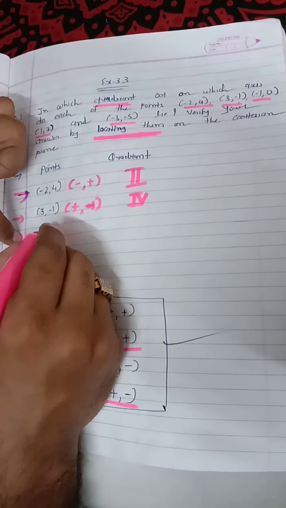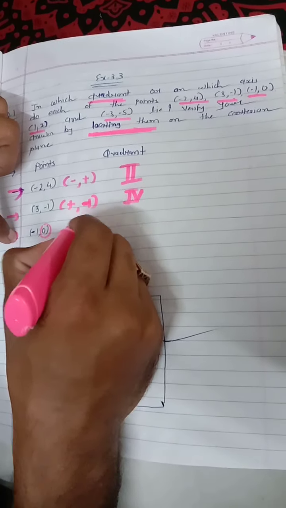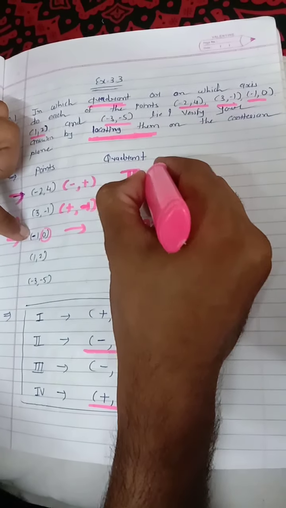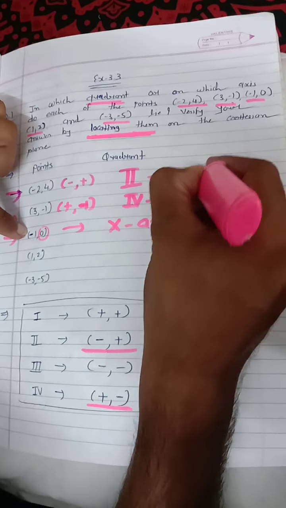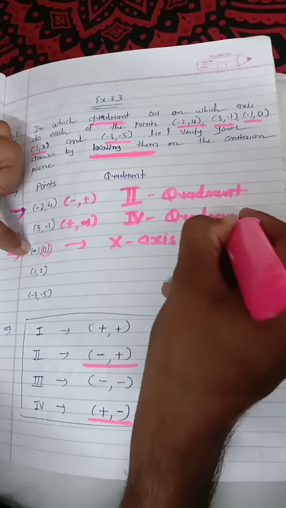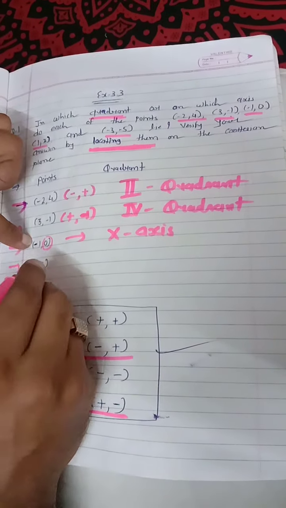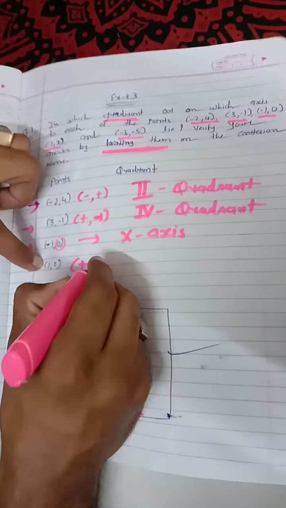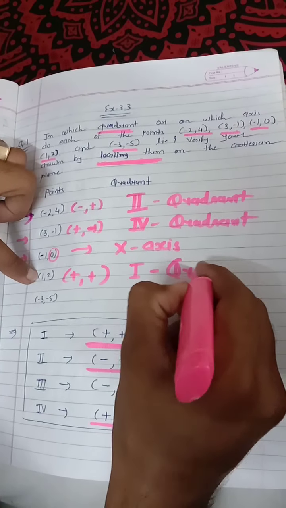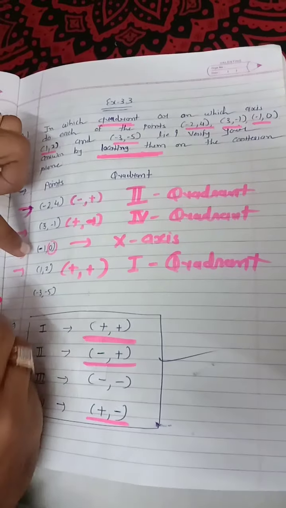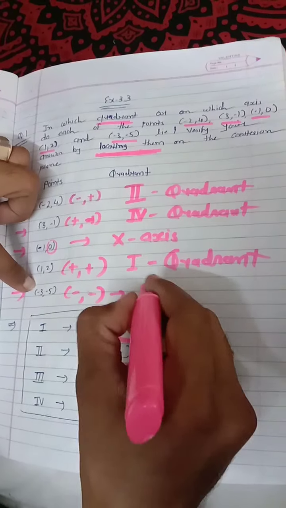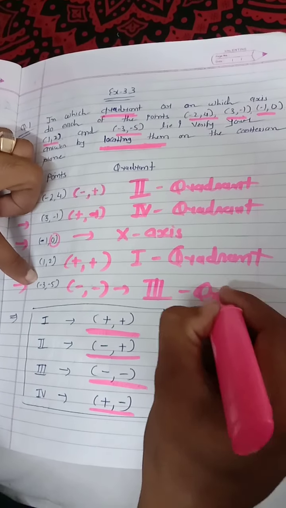Now this one is very important. (-1, 0). Y is 0, it means it lies on the x-axis. These lie on quadrants: first quadrant, fourth quadrant. Clear? Now this one. Both are positive, plus, plus. Plus, plus means what? Your first quadrant. Now both are negative. Both negative means what? Your third quadrant.